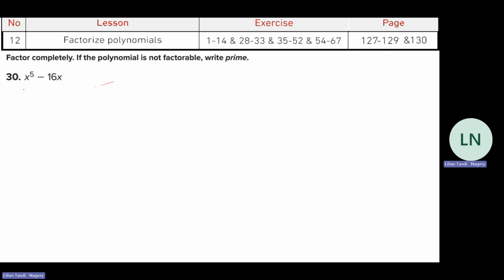Greatest common factor is the x, GCF, x. Then x to the 4th power minus 16. This is a difference of squares because 1 and 16 are perfect squares, and x to the 4th power is a perfect square value. So what are we doing? We're just factoring. So this becomes difference of squares.